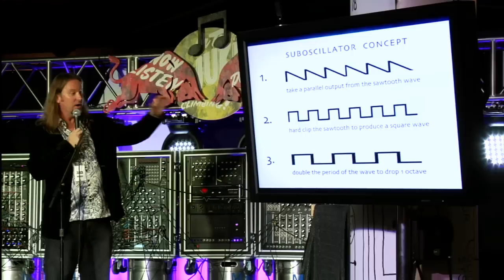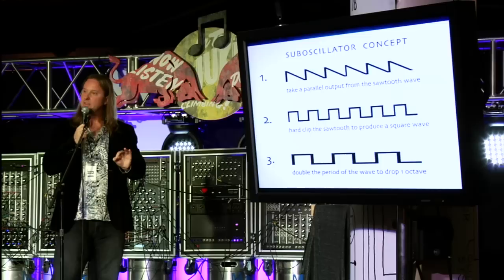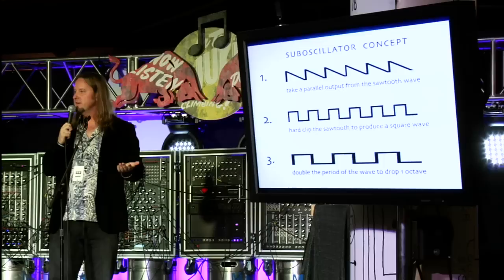and now you've derived a square wave from your sawtooth wave. And once you've done that, in order to make it an octave lower, you just double the period of the wave. So the square wave now gets twice as big, therefore an octave lower. And that's our very, very simple, non-engineer way of describing the sub-oscillator.